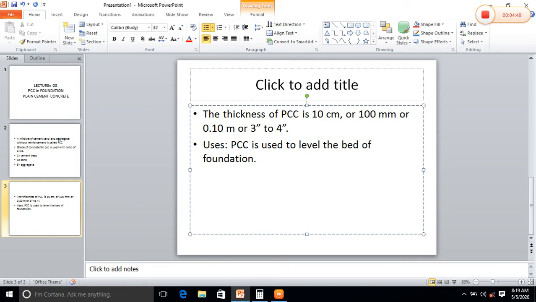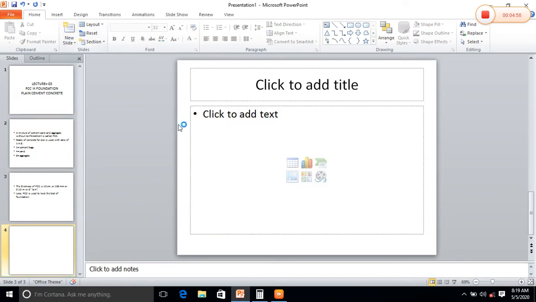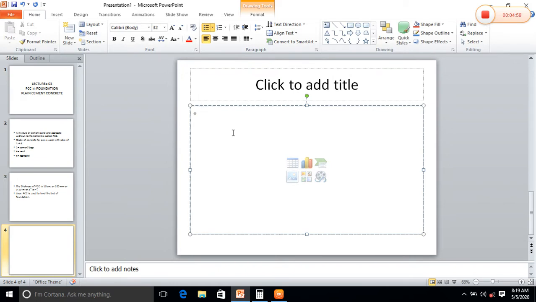Okay, so we will take an example now and solve that. So we have formula, PCC quantity is equal to length multiplied by breadth multiplied by thickness.